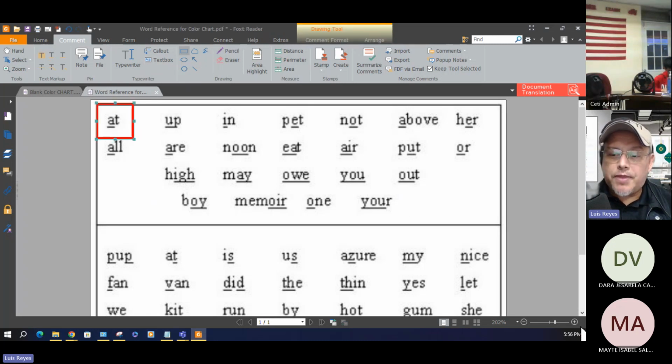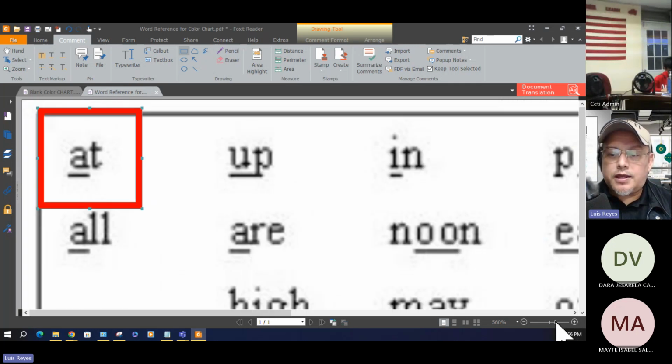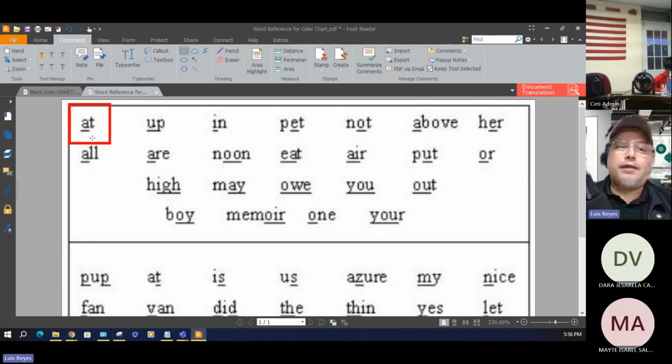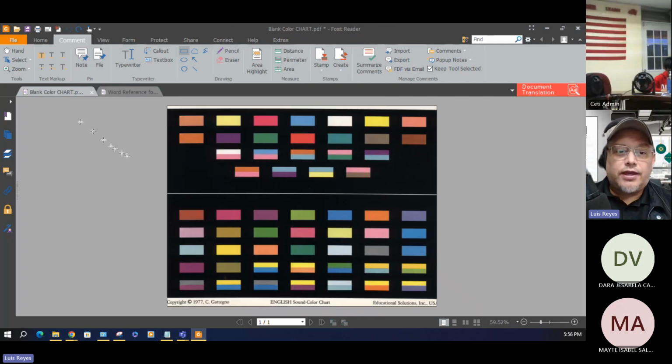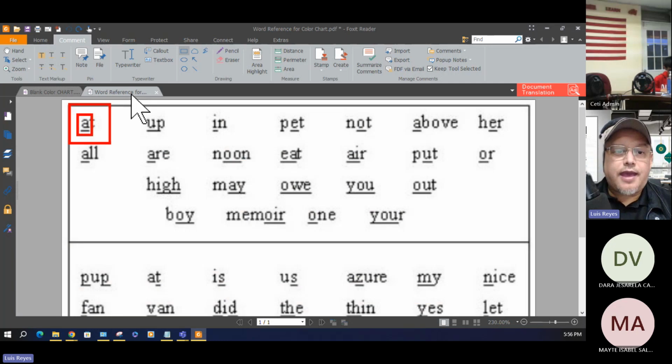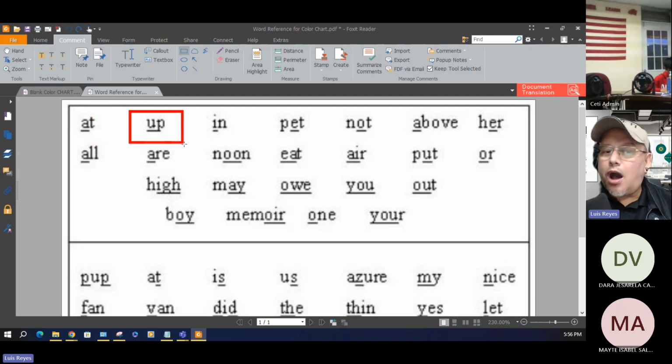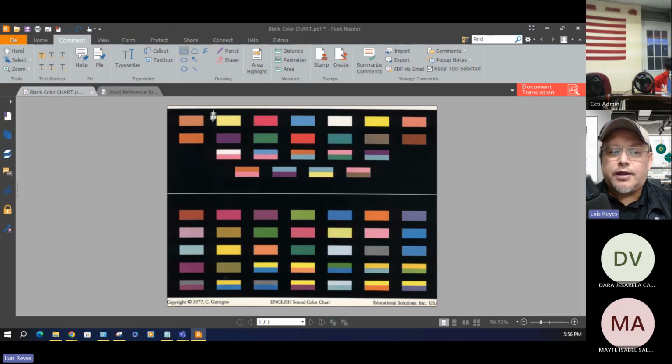So, for example, here we have the word at, and the sound is going to be ah. And of course, we can see that sound right here on the color chart in the same position as the word chart. So we have the sound ah right here. Then we have up, and the sound is uh, and that is this sound right here in yellow on the color chart.